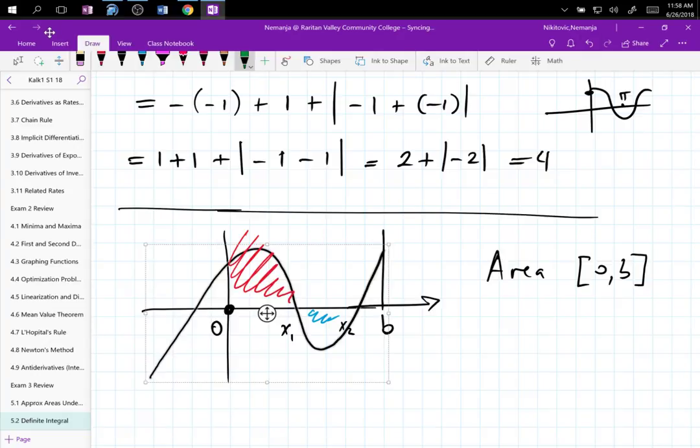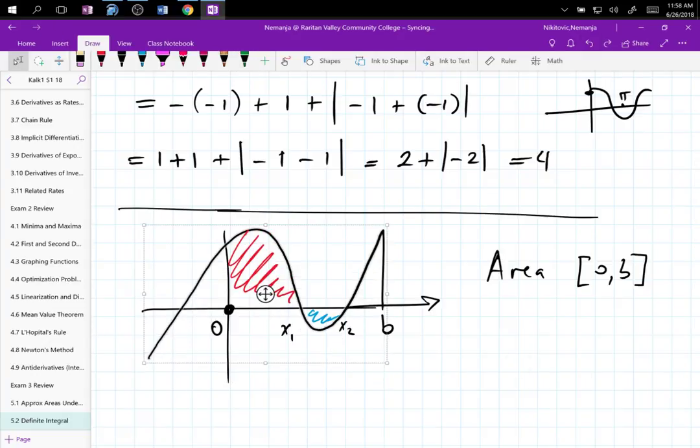Holy nightmare. Come on. Yay! There it is. Green area right there. How many negative areas? 1. And the color of the negative area is blue.